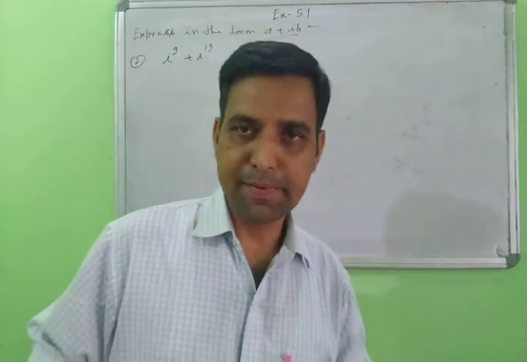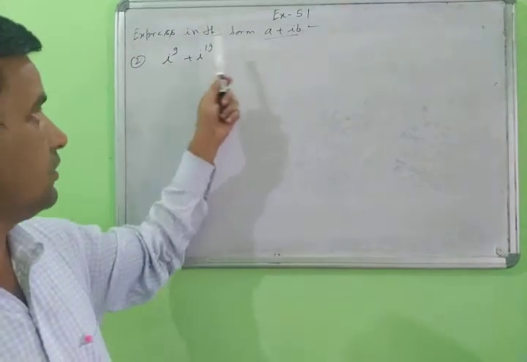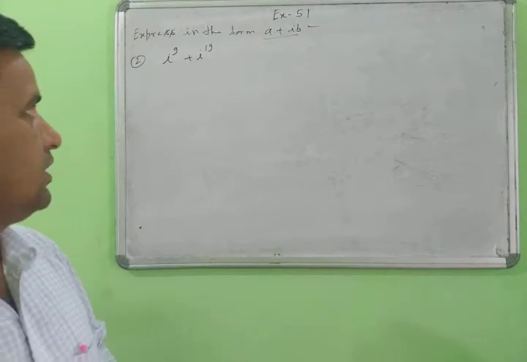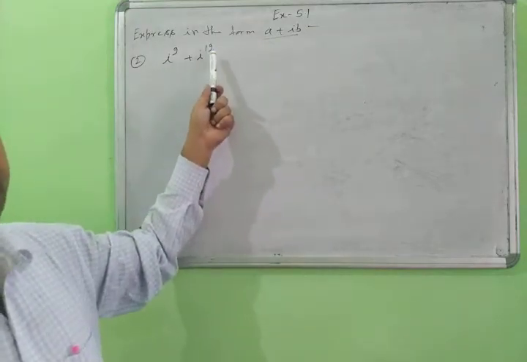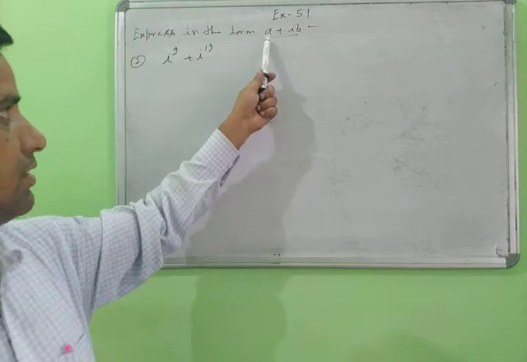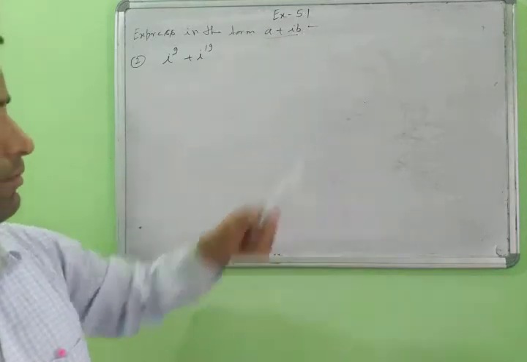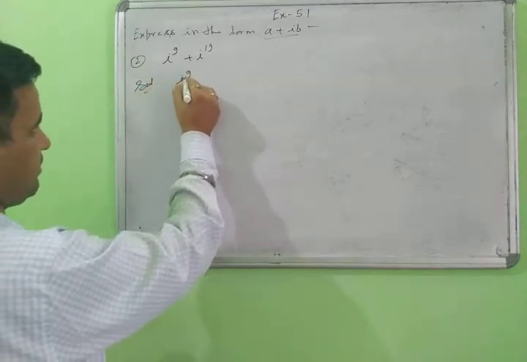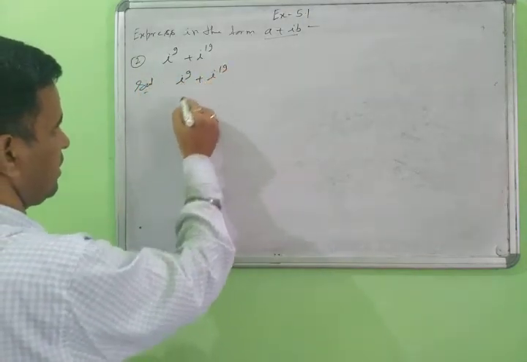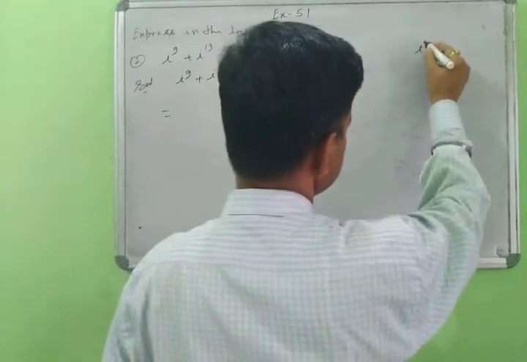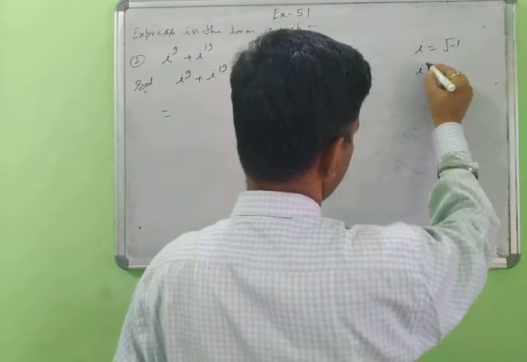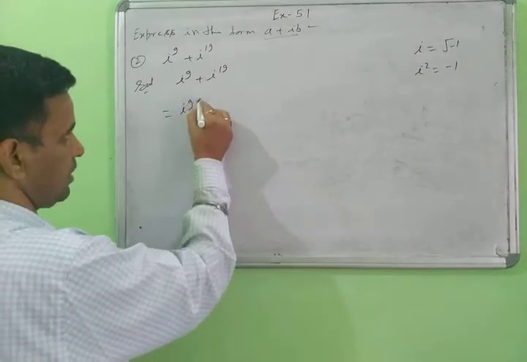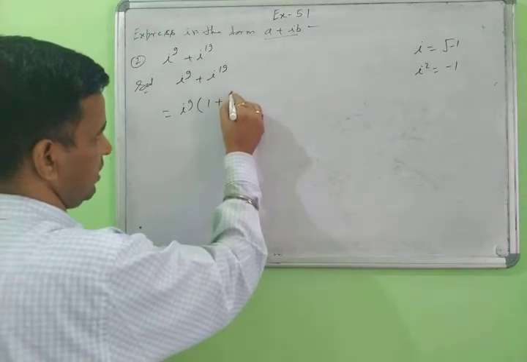Yes students, next I am taking question number 2. This question is the same: write this number in complex form, with a real part and an imaginary part. Given is i^9 plus i^19. Now let's start the solution. i^9 plus i^19. First of all, keep in mind that the value of iota is the square root of -1 and iota square equals -1. Then take i^9 common. What is left is 1 plus i^10.